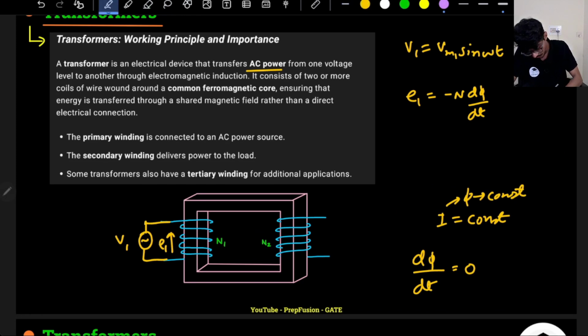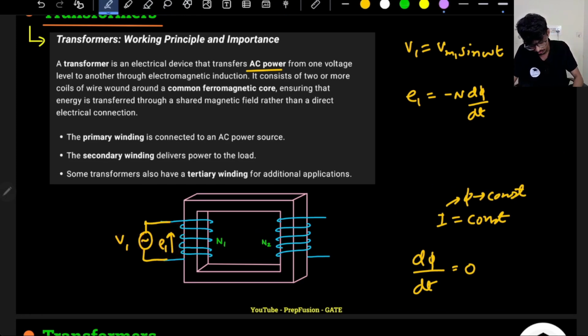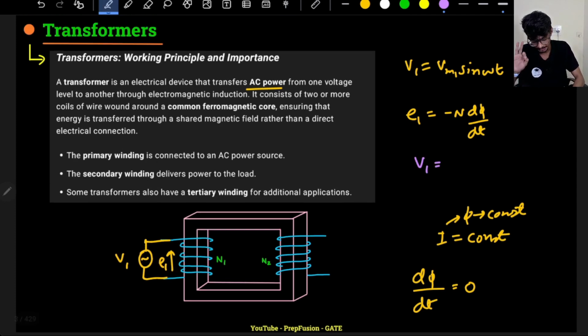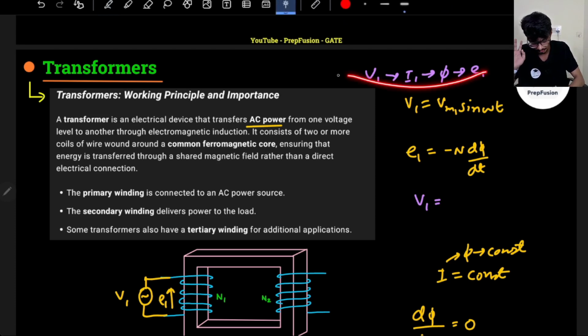If I write what E1 actually is, E1 and V1 are connected in parallel. So this will be equal to V1. I'm going in the opposite direction now. The main thing is, we know that due to a sinusoidal voltage, a sinusoidal current will be formed. Due to the sinusoidal current, a sinusoidal flux will be formed. Due to the flux, an induced EMF will be there. But I am actually going in the backwards direction.